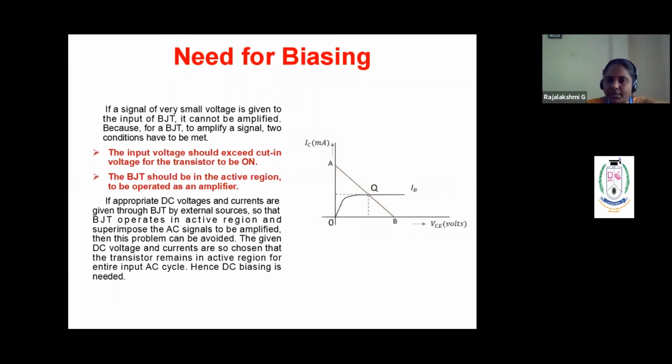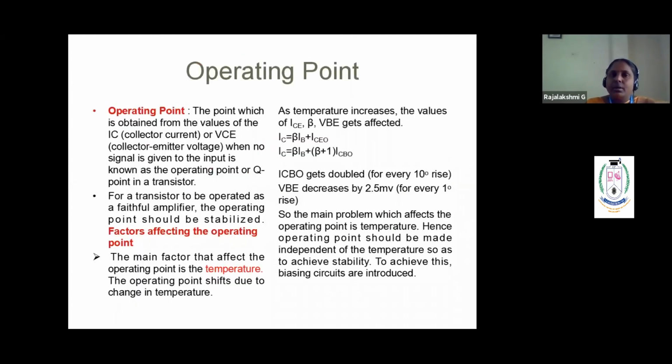This is the operating point. So we have to choose an operating point in such a way that the point should not go closer to the cutoff or to the saturation region. It should be for faithful amplification. What should be done? The transistor should be operated in the active region. So the Q point should also lie in the active region only. That is, it should not go either closer to saturation or closer to the cutoff region. So the point should be chosen in such a way that the transistor is operated in a proper manner.